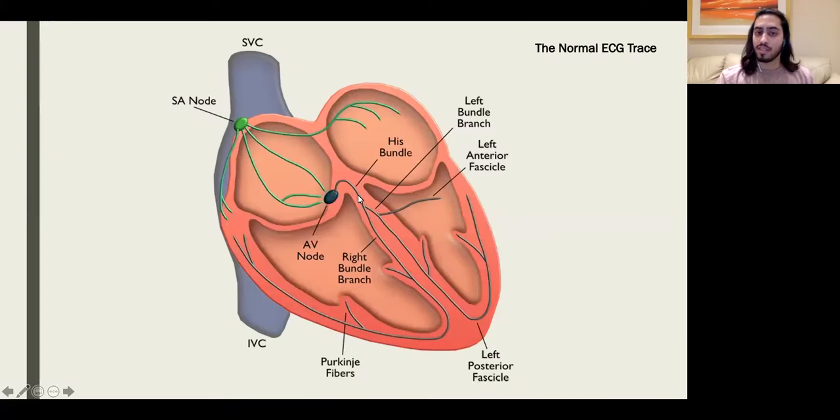And then you have these things called the bundle of His, which are just nerve fibers going down the heart. And they split into two things, the right bundle and the left bundle branch. Okay, I don't want you to remember anything about this anterior fascicle, posterior fascicle, that stuff's a bit advanced. Just remember that the bundle of His splits into two, the left and the right bundle branch, okay? And those things are what go and form the Purkinje fibers and actually depolarize the heart, okay?